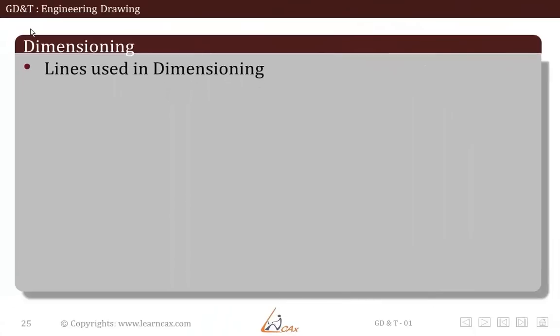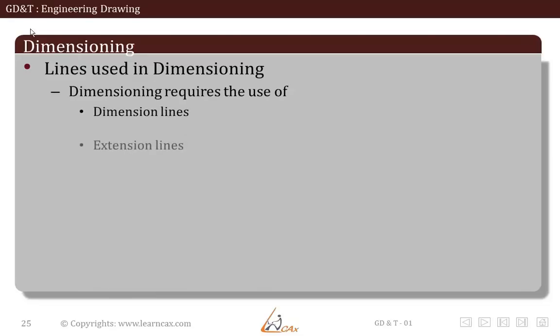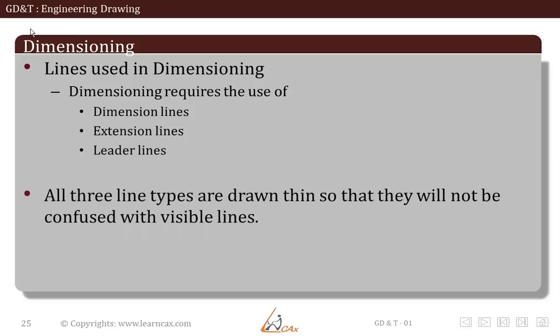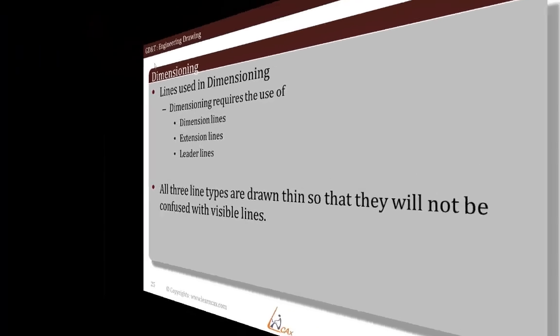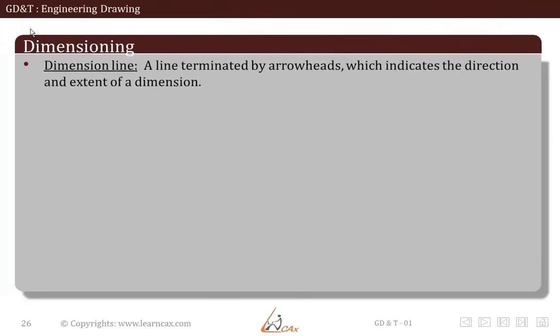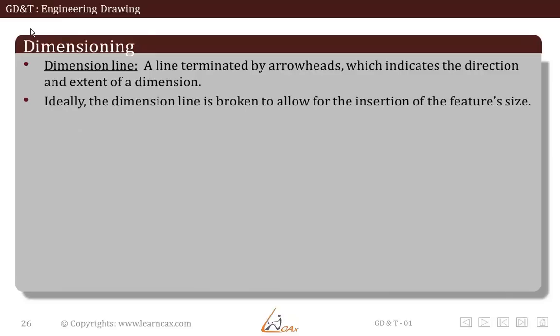So let us now focus on the lines used in dimensioning objects. Dimensioning requires the use of dimension lines, extension lines, and the leader line. All these three types of lines are drawn thin compared to the original part drawing, so that they won't be confusing with each other. A dimension line is a line that terminates in arrowheads, which indicate the direction and extent of a dimension. Ideally, the line is broken at the center and it accommodates the value of the feature that it represents.